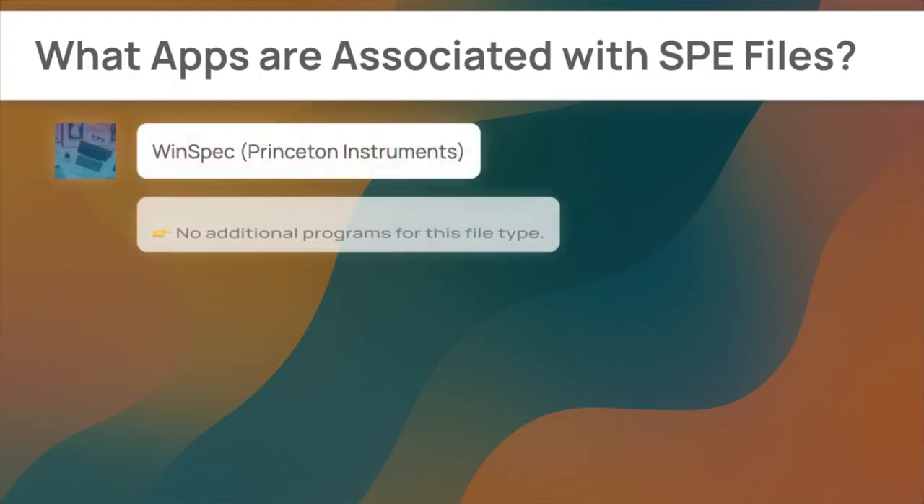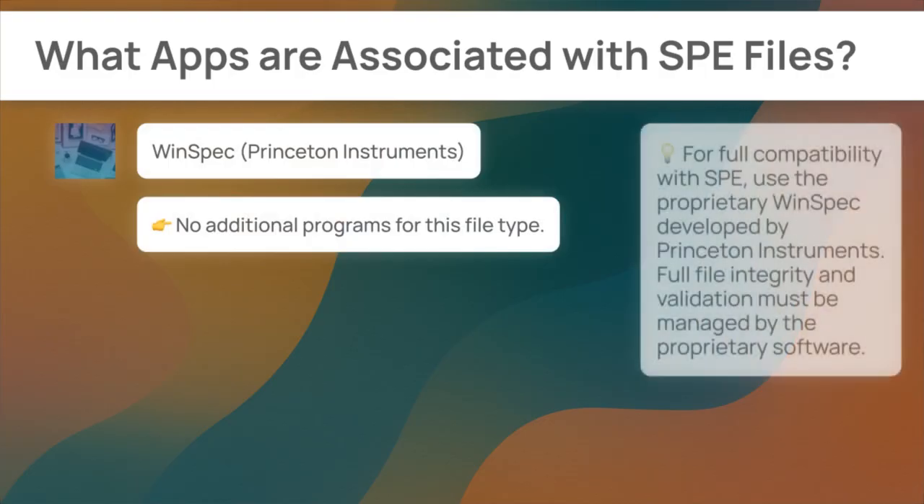System file recognition for SPE is optimized for WinSpec by Princeton Instruments. Windows cannot validate changes to the file structure, demanding dedicated software for integrity. Windows lacks the ability to interpret domain-specific data, so specialized applications are necessary.